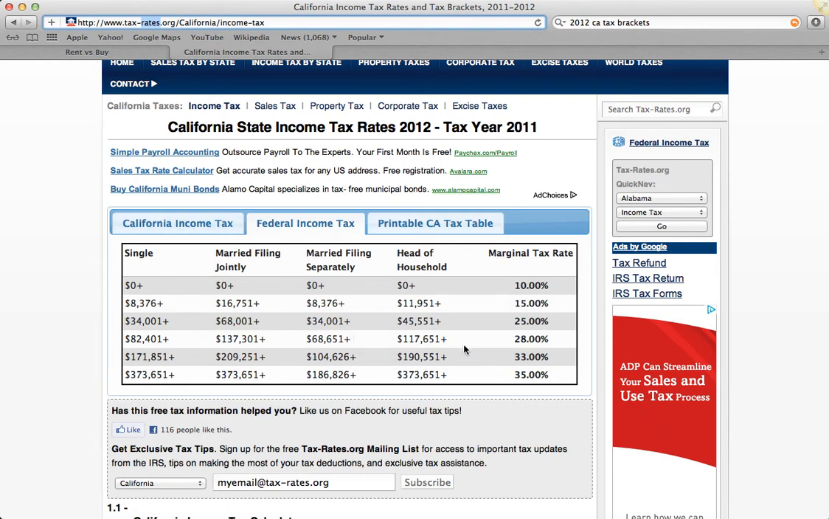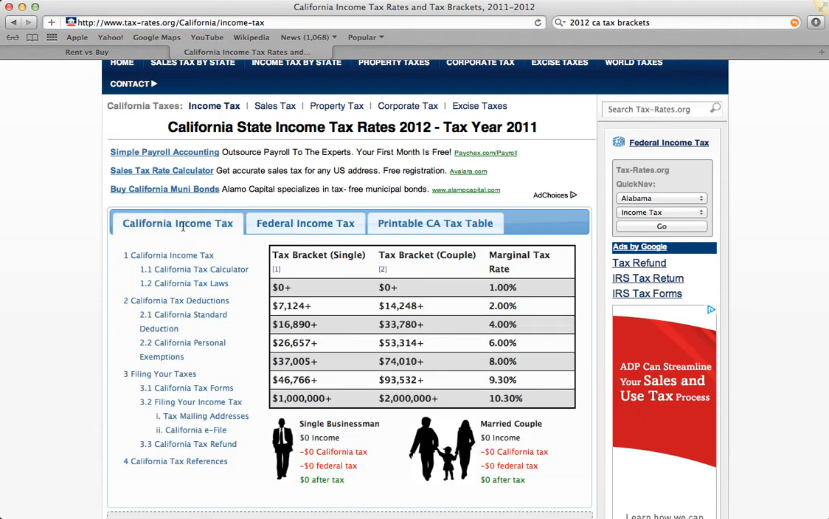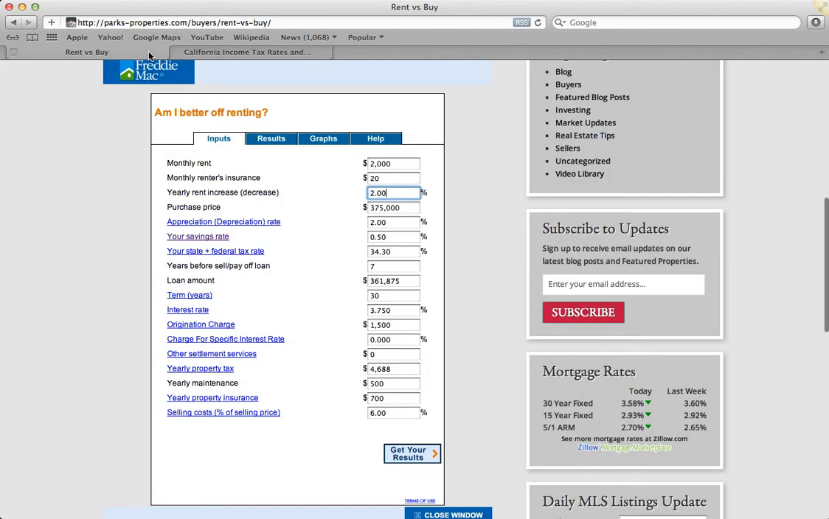So the federal one, his income is showing on his tax returns as $100,000 after his deductibles and children write-offs and whatnot. So he's at the 25% tax bracket, and then we go over to the California tab, and we'll see he's married, so his tax bracket is going to be at 9.3%. We add those two together, go back over to the calculator, and it comes up to 34.3%.